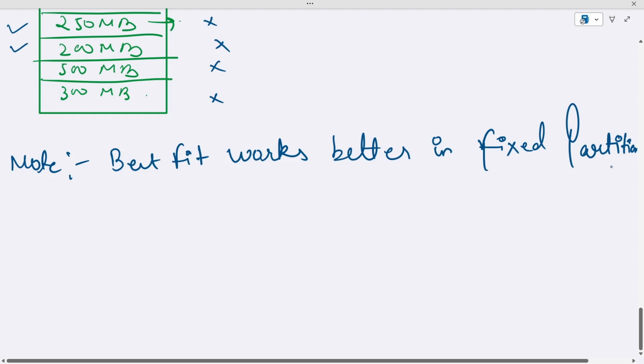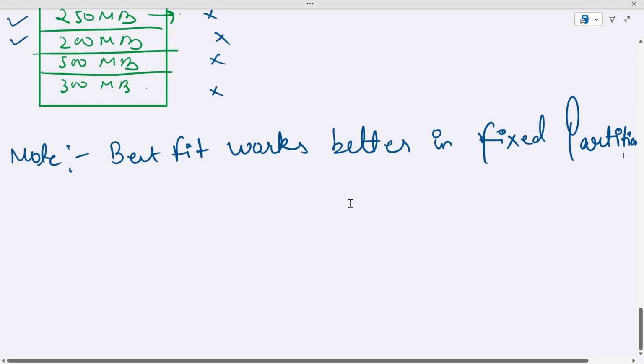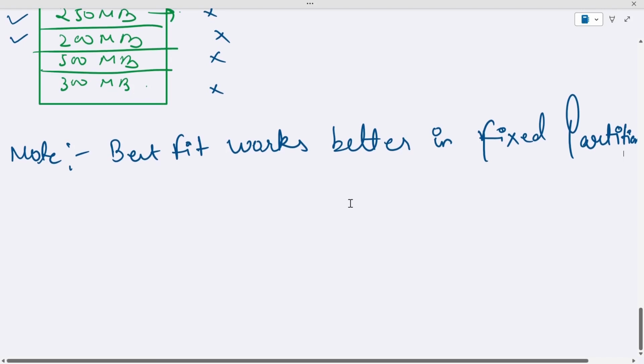Now we have discussed internal fragmentation and the fixed partition. The next concept is called dynamic partitioning. We will see dynamic partitioning in the next video.